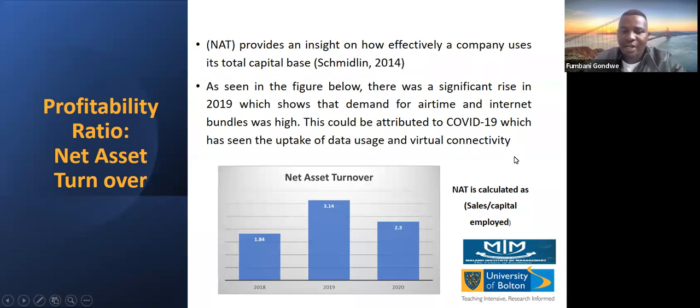So for the period under review, from the graph, you can see that in 2018, the net asset turnover was 1.84, which increased to 3.14 in 2019, and finally dropped to 2.3 in 2020. Again, there was a rise in the net asset turnover in 2019, which is also attributed to the COVID-19 pandemic, which saw the increase in demand for data due to virtual connectivity.